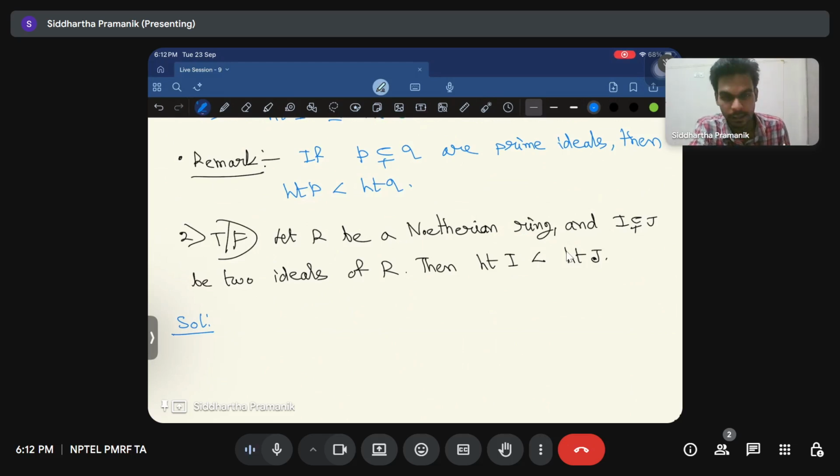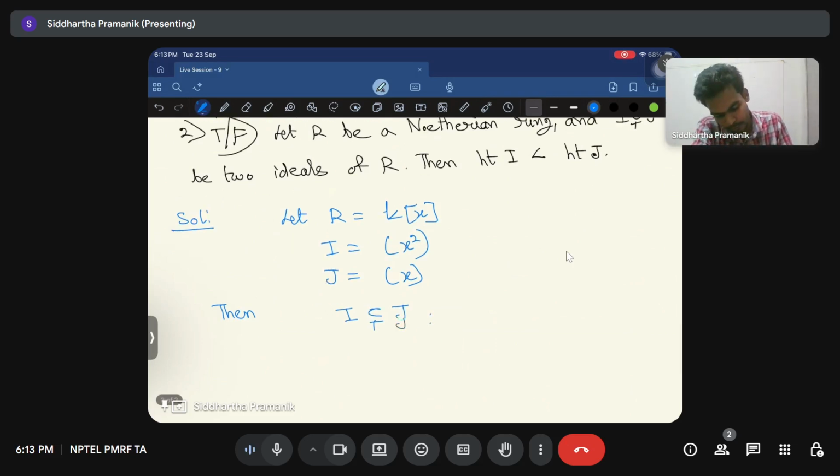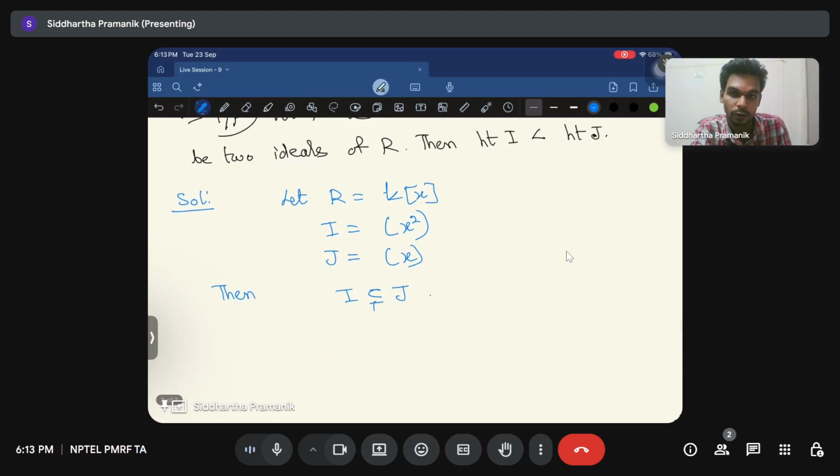So let's see an example. So let R be the polynomial ring in one variable x and I be the ideal generated by x square and J be the ideal generated by x. So then I is a proper subset of J. That is clear. But what about height of I and height of J?